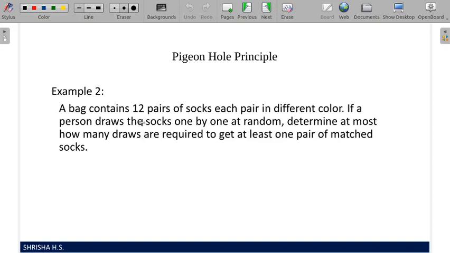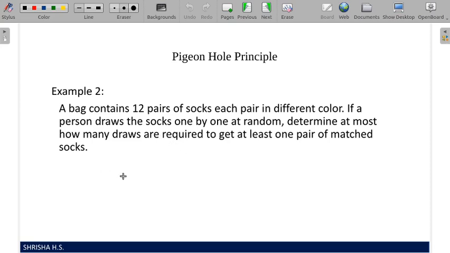A bag contains 12 pairs of socks, each pair in a different color, meaning one pair red, one pair black, another pair white, like that. So of each color there are 2 socks. So there are 24 socks, and 12 pairs, one of each color. If a person draws the socks one by one at random, determine at most how many draws are required to get at least one pair of matched socks.